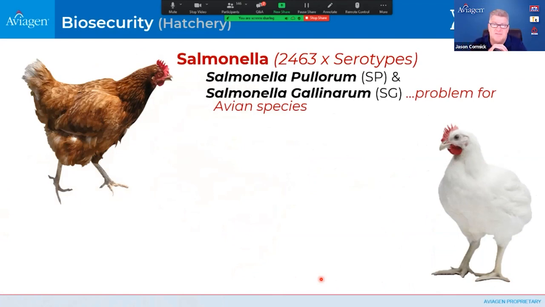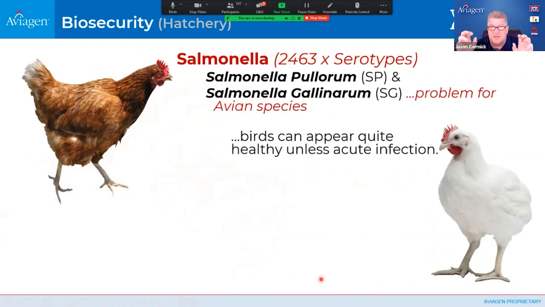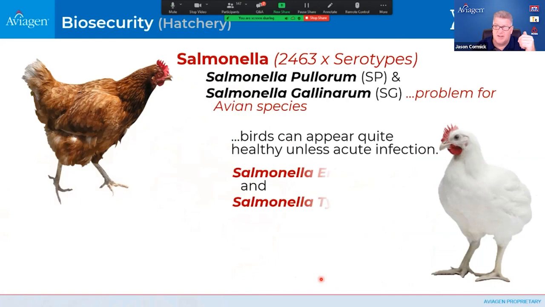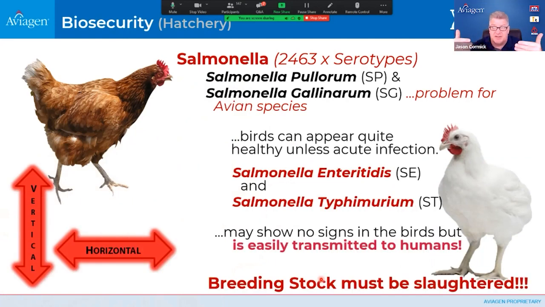Salmonella. Although there are a lot of serotypes of Salmonella, the two for birds are Pullorum and Gallinarum. Unless they're acute, the infection can be barely noticeable, but it can become quite acute quite quickly. The two we really need to worry about, because they can be transmitted to us, are Enteritidis and Typhimurium. Again, if they have these salmonellas, they would have to be slaughtered, because it's vertically and horizontally transmitted.